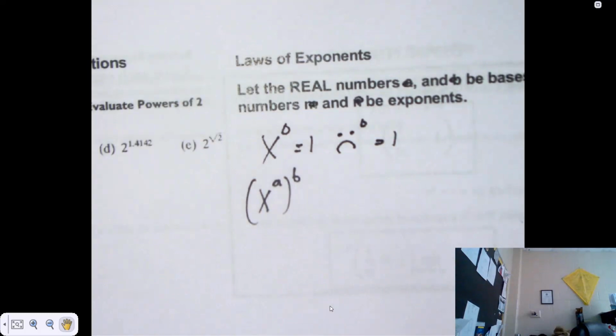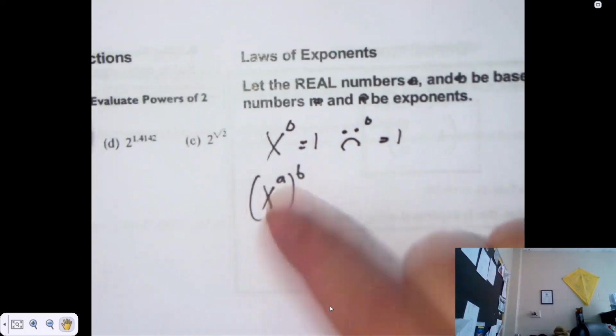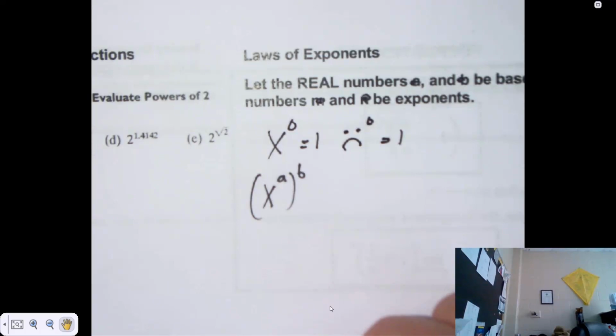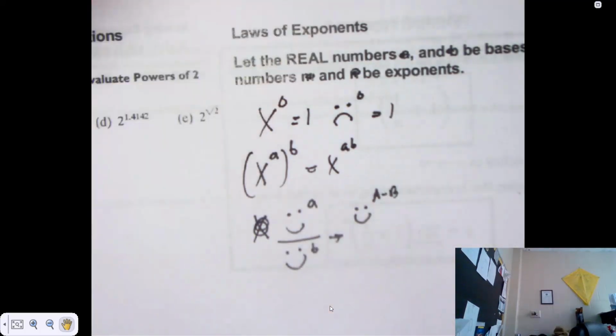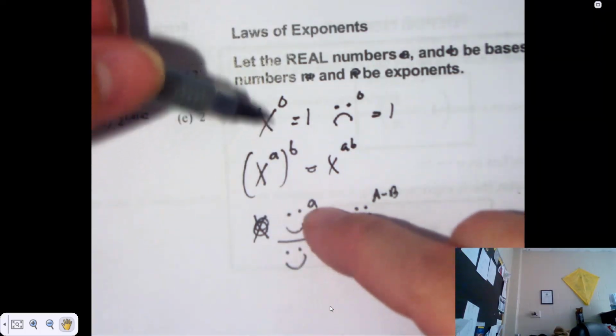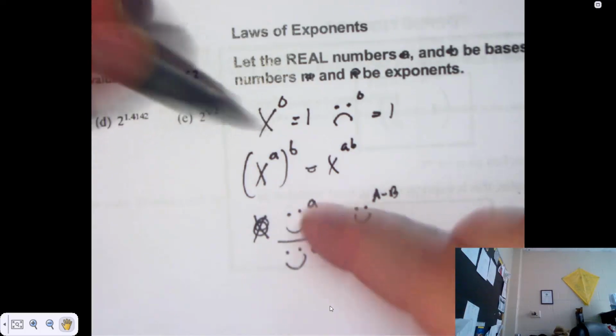Let's see other common rules. X to the a raised to the b. Notice those are superscripts up high. Remember what you're allowed to do with those two things? Multiply them together. That's x to the ab. What if you had a smiley face to the a over a smiley face to the b? A minus b. The smiley face can be anything. You understand that, right? I'm always a little hesitant on using x because kids don't make the realization that it can be anything. It's just something.